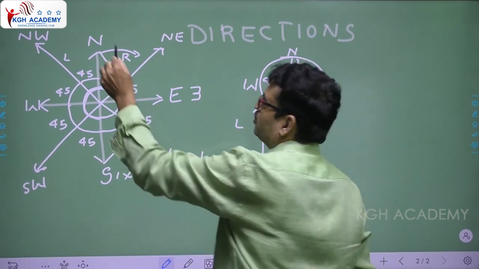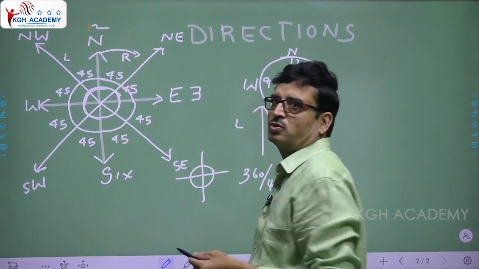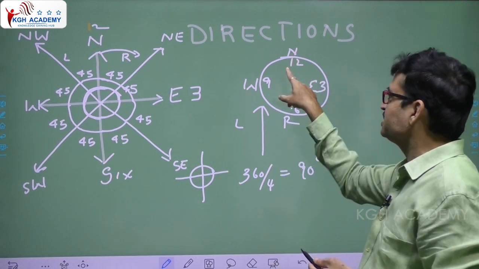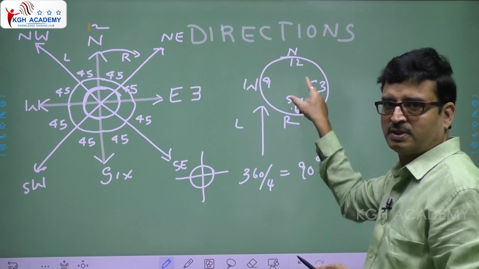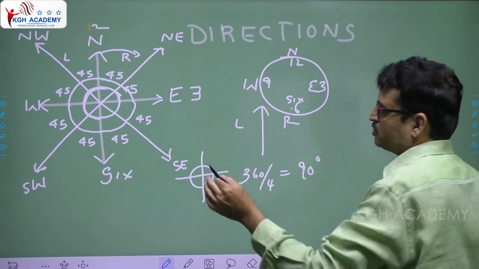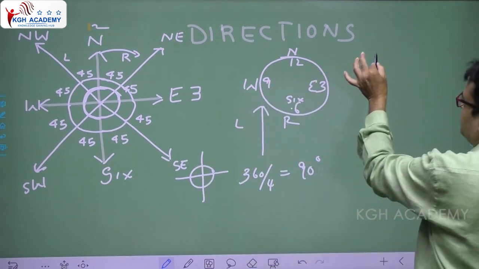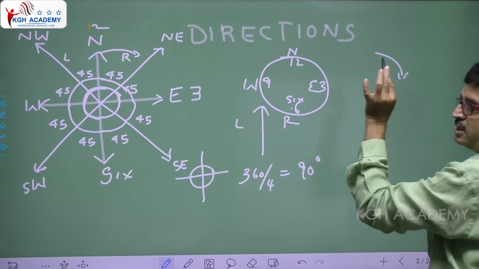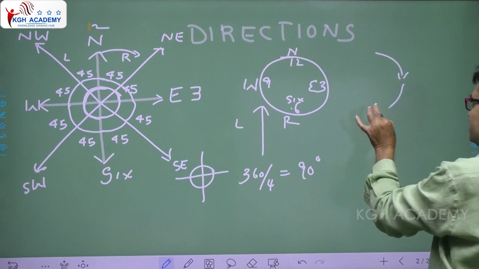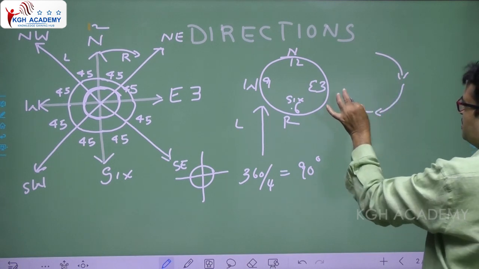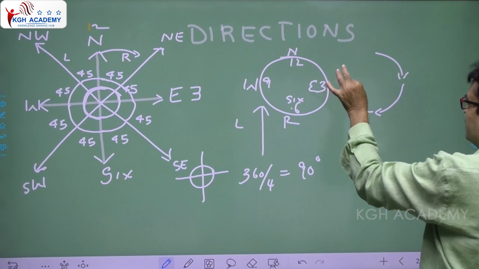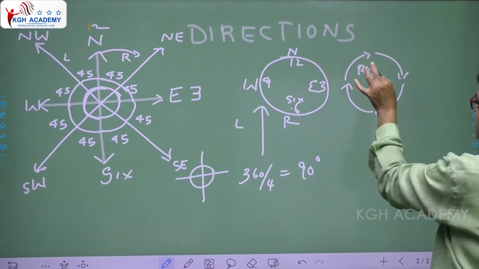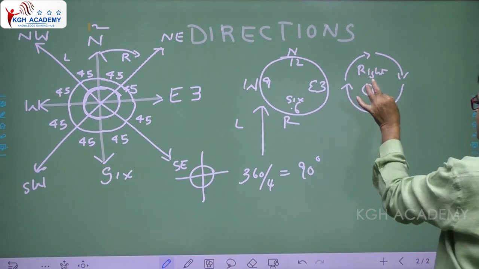Understood? And I told you that this is 12 o'clock, right? So when a person is facing north direction, he turned right. That means, can I say this is clockwise direction? Yes, that is clockwise direction. So when a person is turning right, that means turning clockwise. When a person is turning right, it's nothing but turning clockwise.